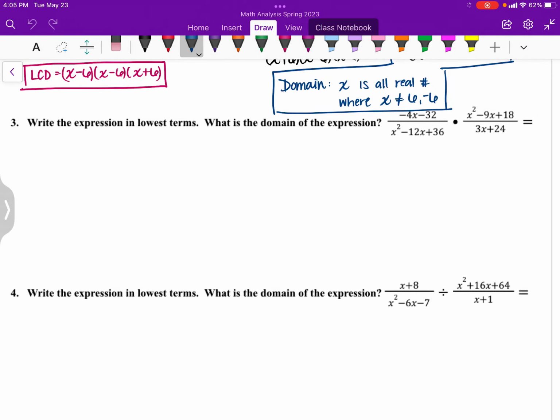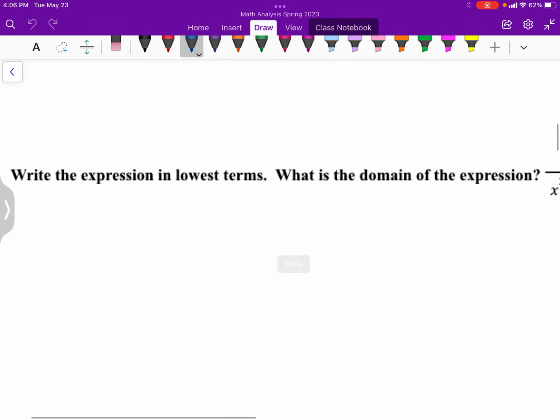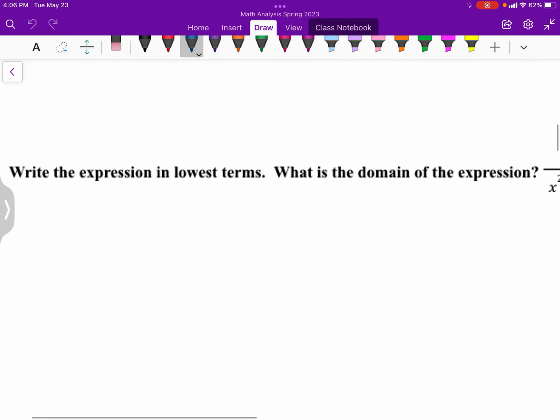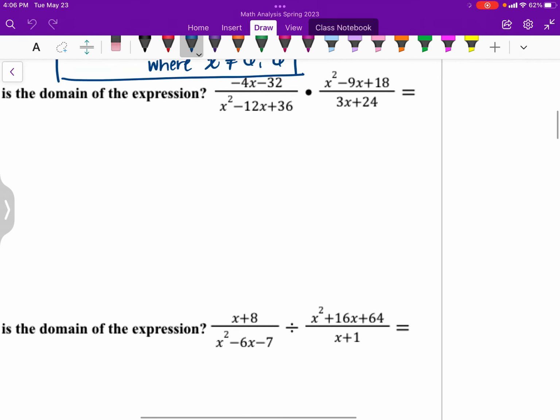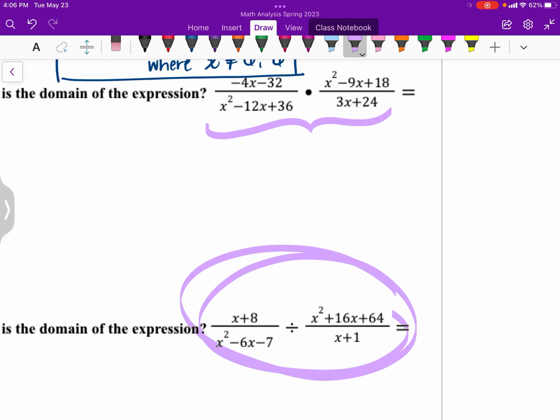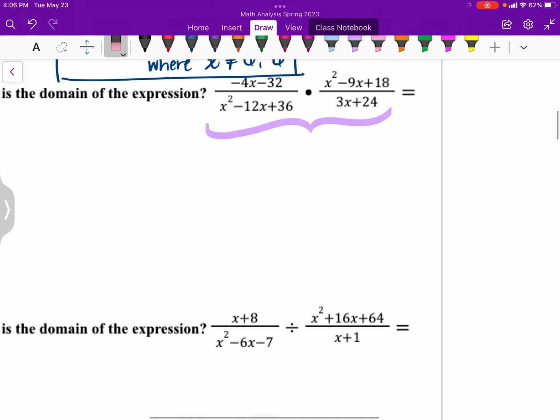All right, so next problem, go ahead and go over is problem number 4. In this case, it says, write the expression in lowest terms. What is the domain of the expression? Now, I'm going to go ahead and go over this one, just because this one is going to work the same way once we convert the problem here. And you'll see how it goes.